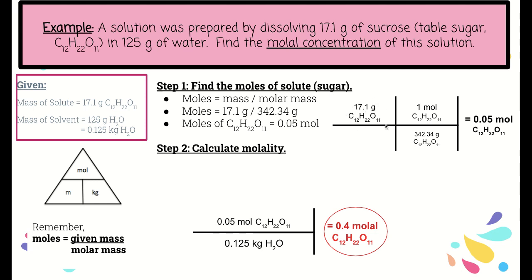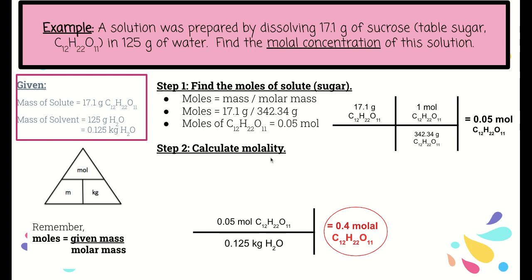So we're starting with the 17.1 grams of table sugar, and we're going to divide that by its molar mass, which we're just getting from the periodic table, set equal to 1 mole. So we're going to have 0.05 moles of sucrose.